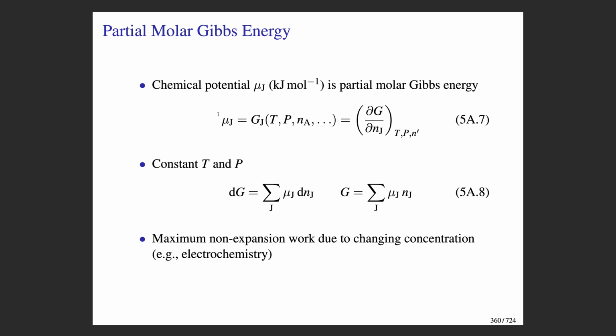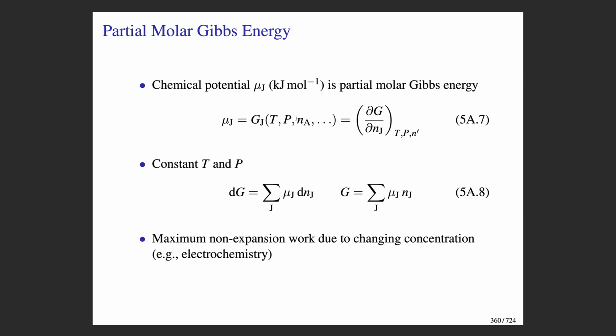So the definition of chemical potential in the context of mixtures, and later chemical reaction mixtures, this mu J here, the J denotes the partial derivative of the Gibbs energy with respect to the number of moles of component J, keeping temperature, pressure, and the number of moles of every other component fixed.